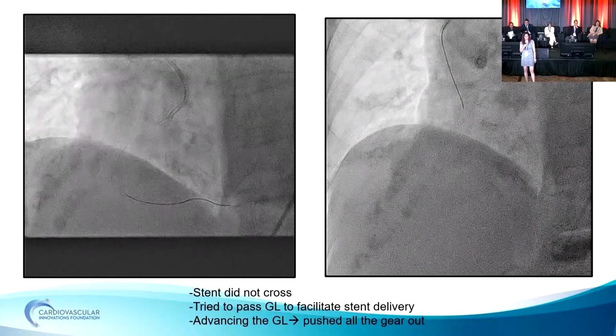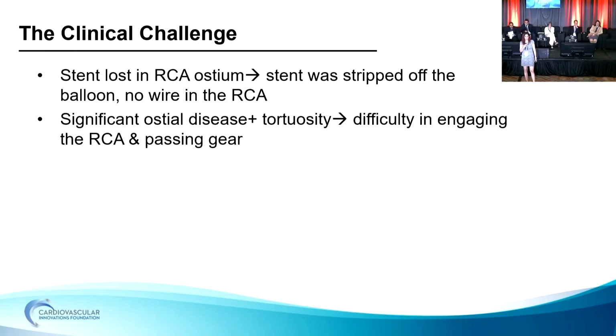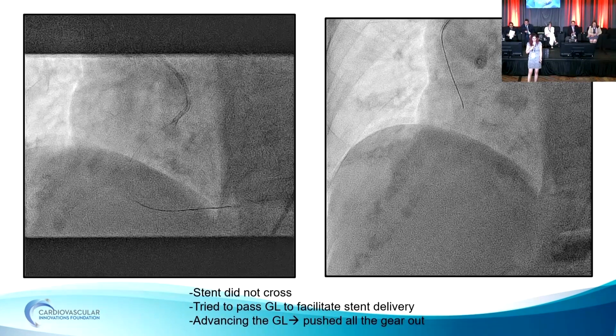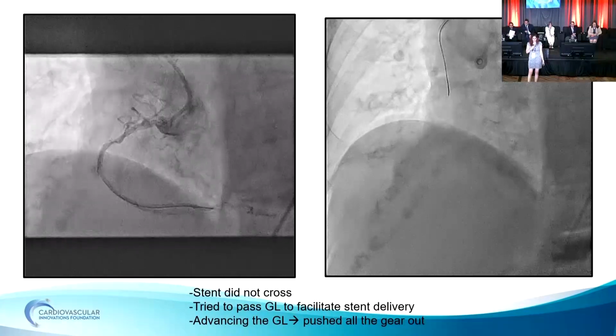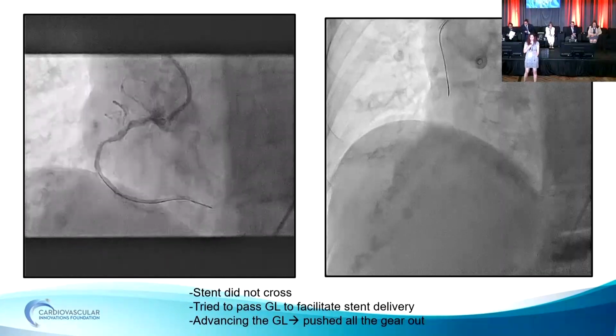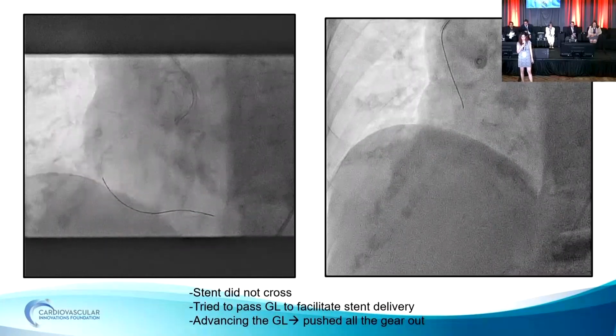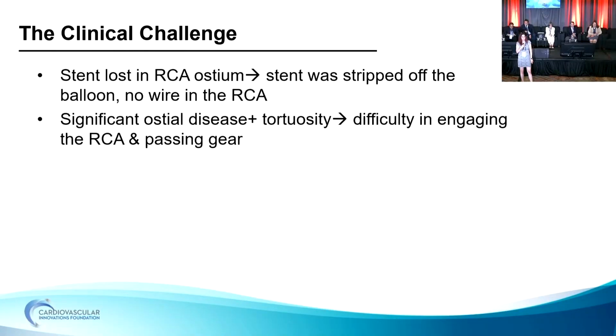If you see clearly in that image, everything came back except the stent. It was sitting in the ostium. So I'll just go back one slide. In the right image, you can see the stent is pretty clearly visible. So the stent was lost in the RCA ostium.